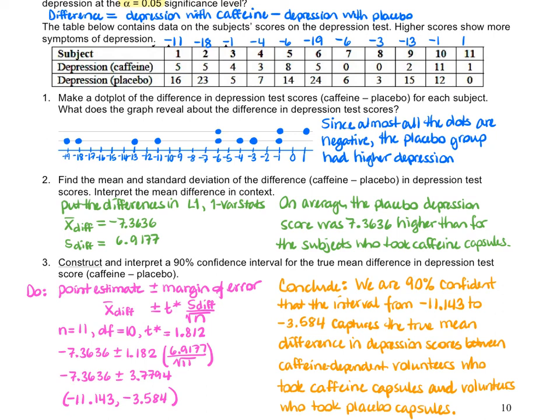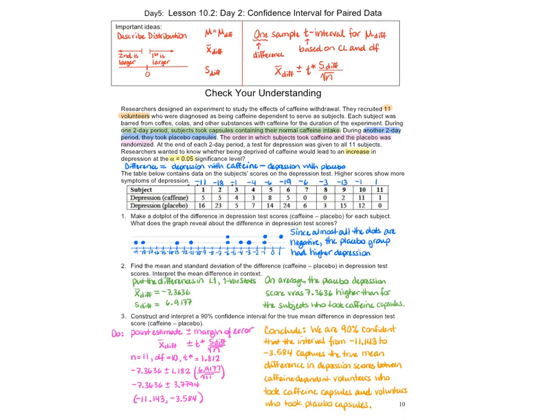Anyhow, to conclude, we're 90% confident that the interval from negative 11.143 to negative 3.584, remember our 3 decimal places, captures the true mean difference in depression scores between caffeine-dependent volunteers who took caffeine capsules and volunteers who took placebo capsules. The conclusion is very much in context. Keep that in mind all the time. That's it for now. Time now to move on to chapter 11.